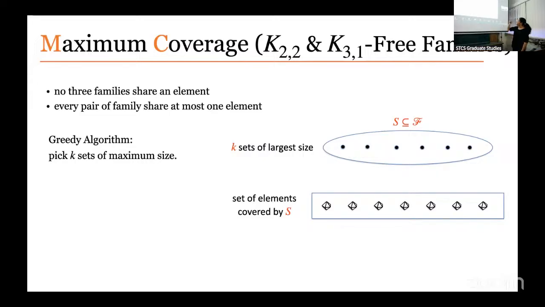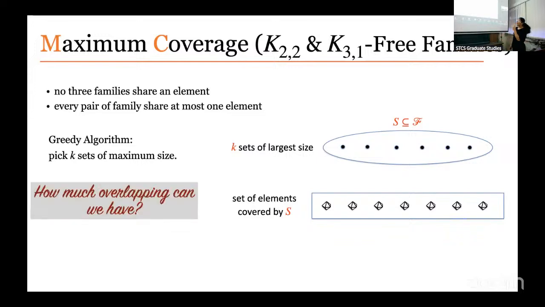Okay. So yeah, if these sets are disjoint, then of course this is the best you could do: pick K sets of maximum size. But the problem is overlapping. So how much overlapping can we have? Look at two sets. It is K22 free, so they can share only one element. So we can have sharing of at most K square using those K sets. Again, we can think of that as actually K choose 2.